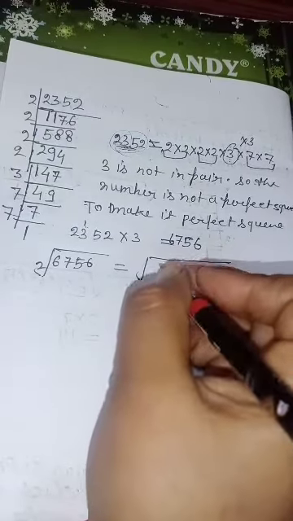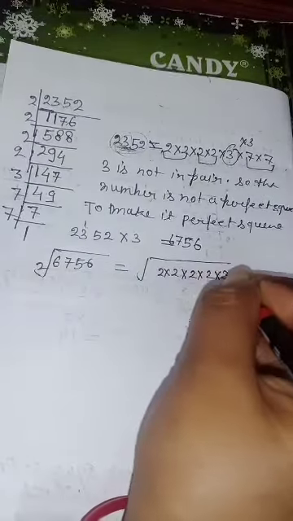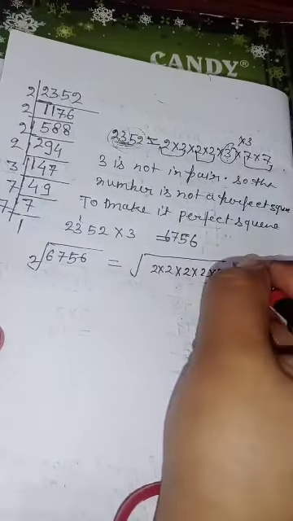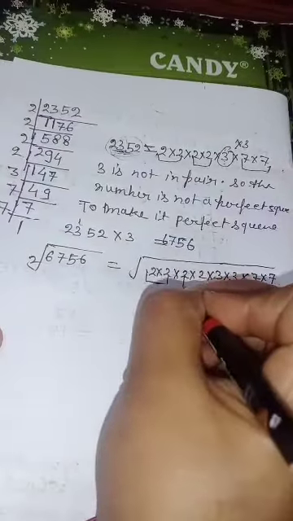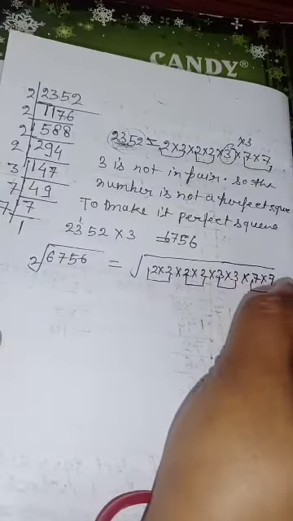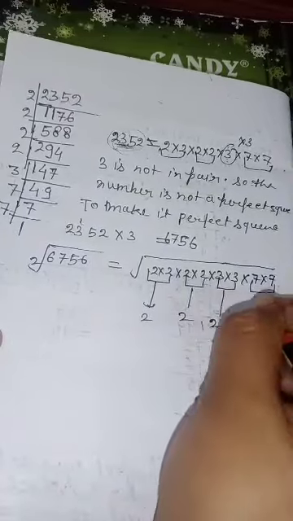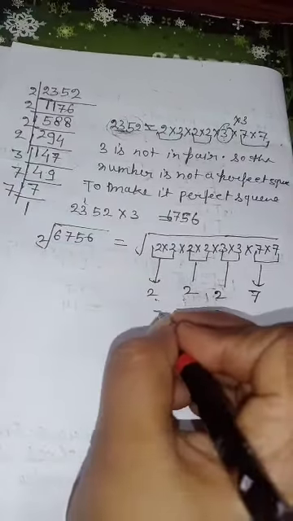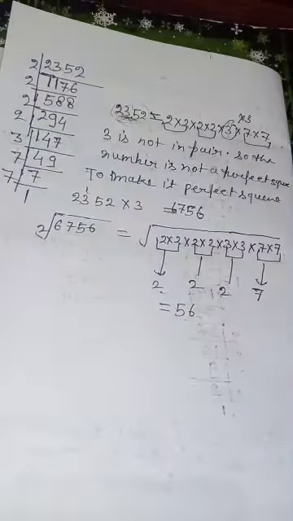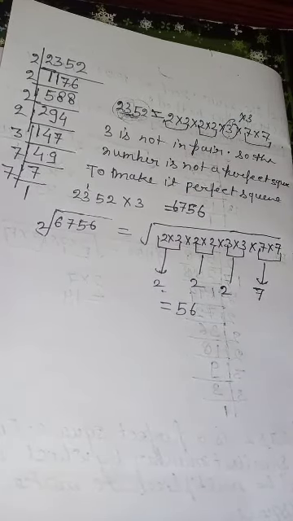This will be the product of which numbers? 2 into 2 into 2 into 2 into 3 into 3. Now one more 3 will come in its prime factorization, and 7 into 7. So what will you do, beta? Take out one from each group of two, and that will be the square root. So 2 2s are 4, 4 2s are 8, 8 7s are 56. That will be the square root of that number, 6756. If you take out its square root, it will be 56.